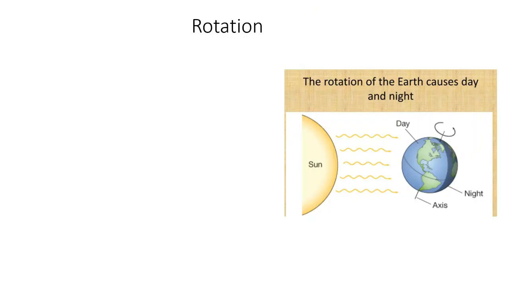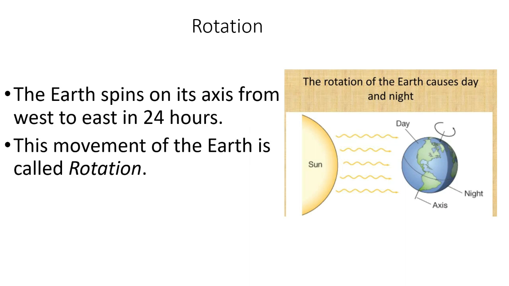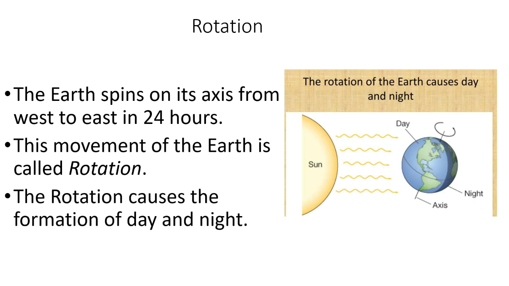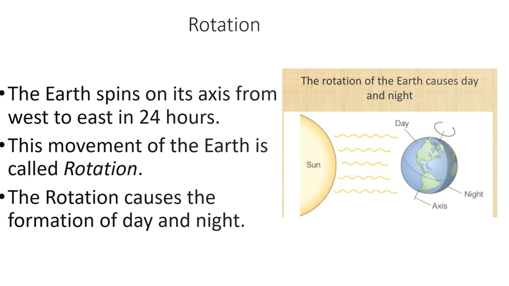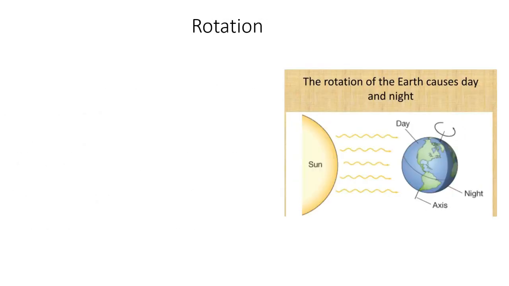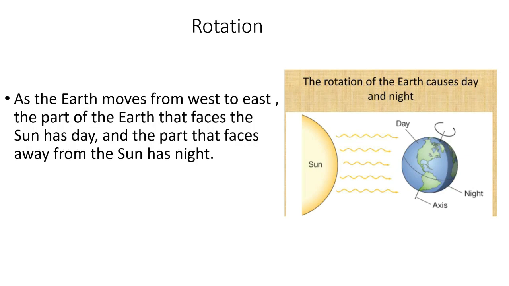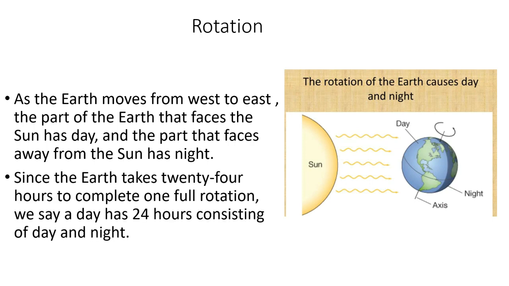The Earth spins on its axis from west to east in 24 hours. This movement of the Earth is called rotation. The rotation causes the formation of day and night. As the Earth moves from west to east, the part of the Earth that faces the Sun has day, and the part that faces away from the Sun has night. Since the Earth takes 24 hours to complete one full rotation, we say a day has 24 hours consisting of day and night.